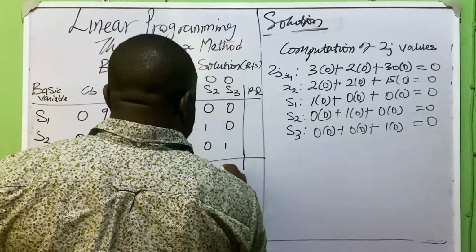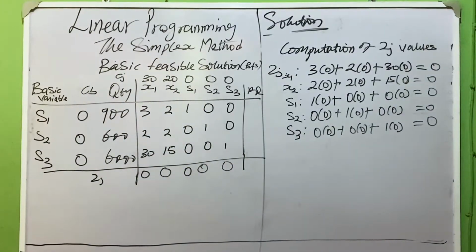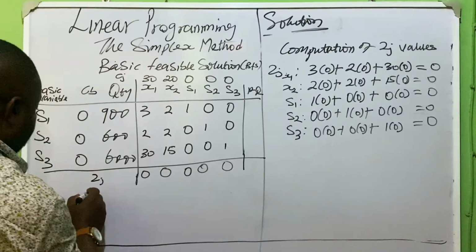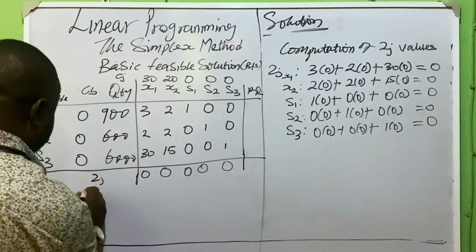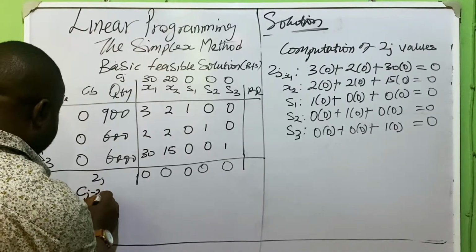So we have 0 here, 0 here. So that is how to compute our ZJ values. The next computation we're going to have is our CJ minus ZJ, which you also call the net evaluation rule.